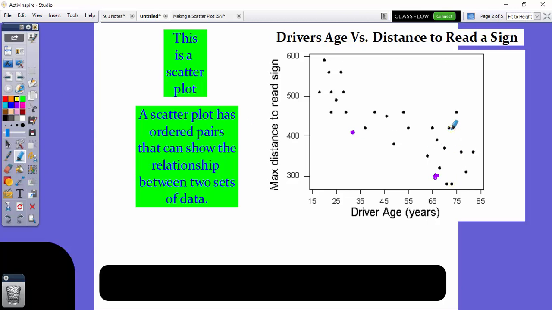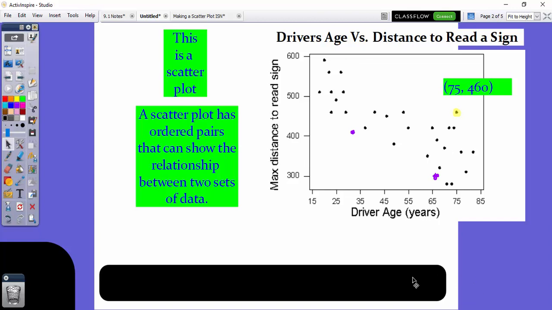For example, if I pick out this point right here, I can see that this point, the driver's age is about 75 years old if I follow that down to the x-axis, and the max distance, if I follow it over, is about 460, I'm going to say, because it looks a little bit more than halfway. So the ordered pair of this point would be 75, 460. 75 represents their age, and 460 represents the feet that they could see for the distance.